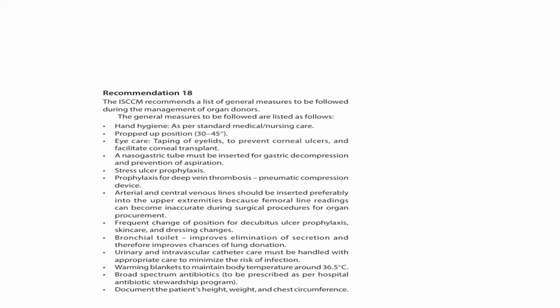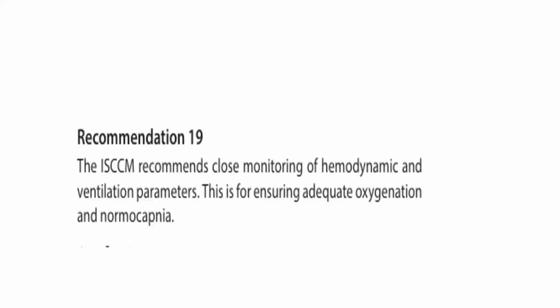Arterial or central venous line should be inserted preferably into the upper extremities because the femoral line reading can become inaccurate during the surgical procedure for organ procurement. Then frequent change of position for decubitus ulcer prophylaxis, skin care and dressing changes. Then bronchial toilet improves the elimination of secretions and therefore improves the chance of lung donation. Urinary and intravascular catheters must be handled with appropriate care to minimize the risk of infection. Warming blanket to maintain body temperature around 36.5 degrees. Broad spectrum antibiotics and document the patient's height and weight.